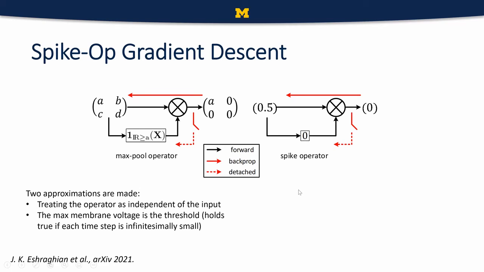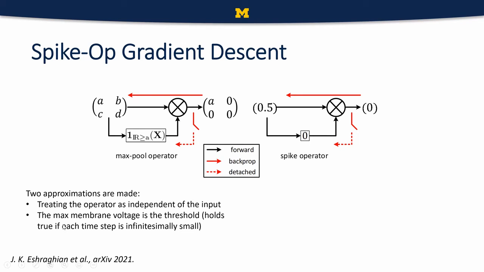What does that mean? It means that the existence of a spike here, whether that's a 1 or a 0, is actually going to end up being your gradient. So in order to arrive at that result, we're making two approximations. Of course, the operator is treated as independent of the input. That's clearly a lie. That's not the case at all, but it still works.